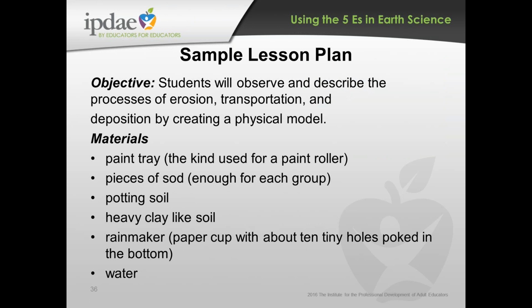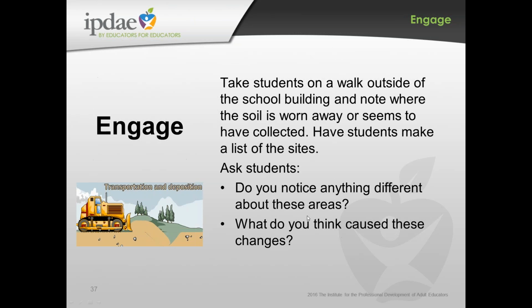Take a look at these materials: a paint tray, pieces of sod, potting soil, a heavier soil like clay, a rainmaker, a fancy word for a paper cup with about 10 tiny holes poked in the bottom, and water. Very inexpensive, very easy to access. If I have those materials, I can teach my students an Earth and space lesson using the 5 E's.